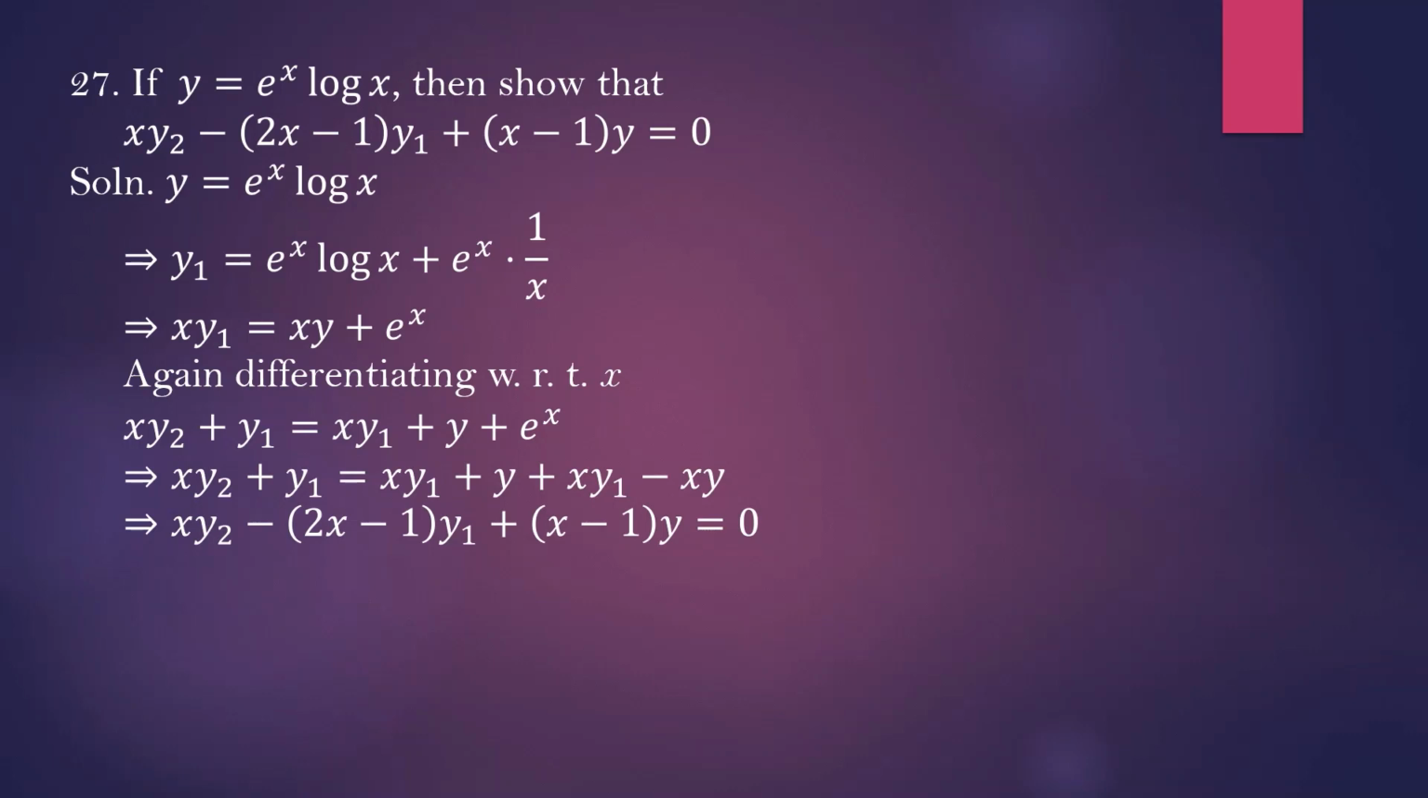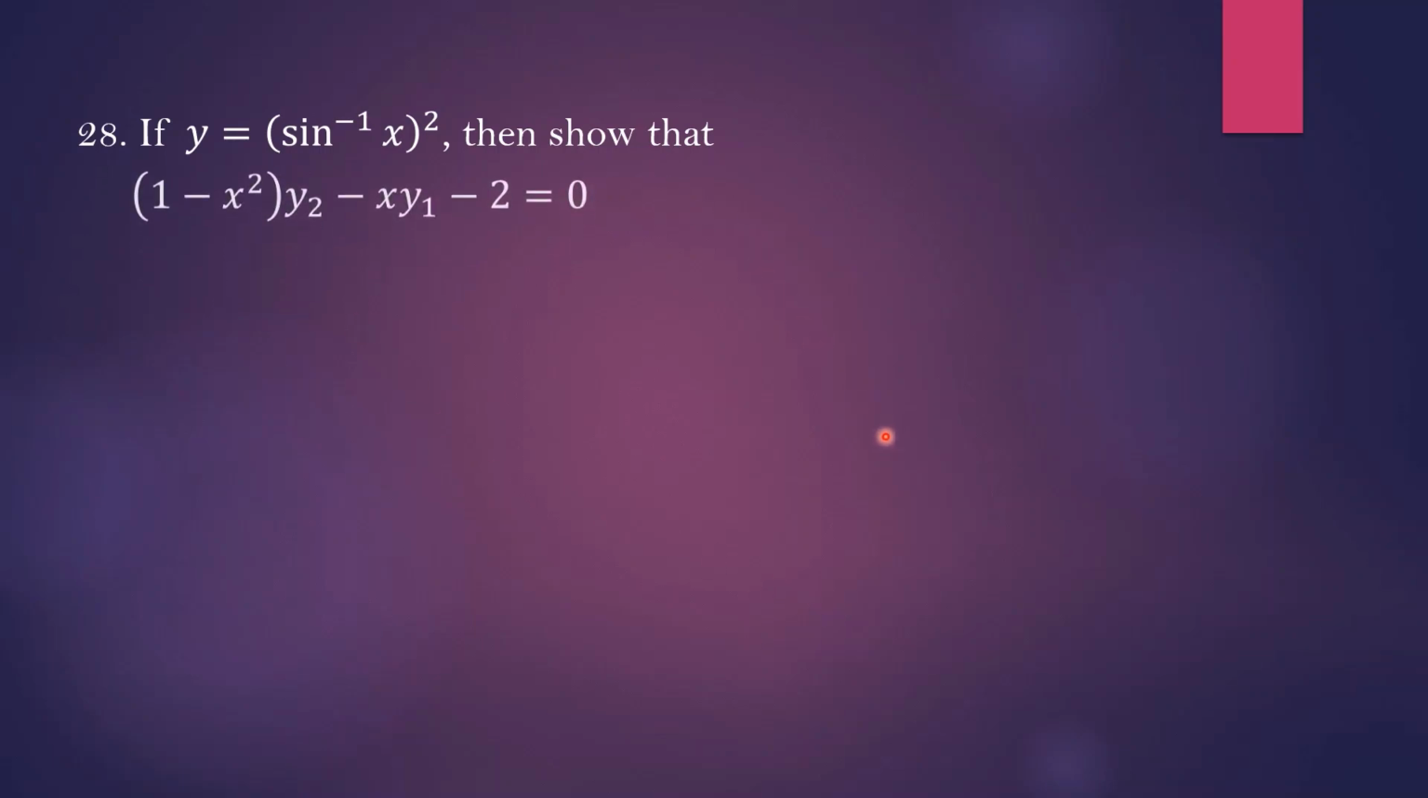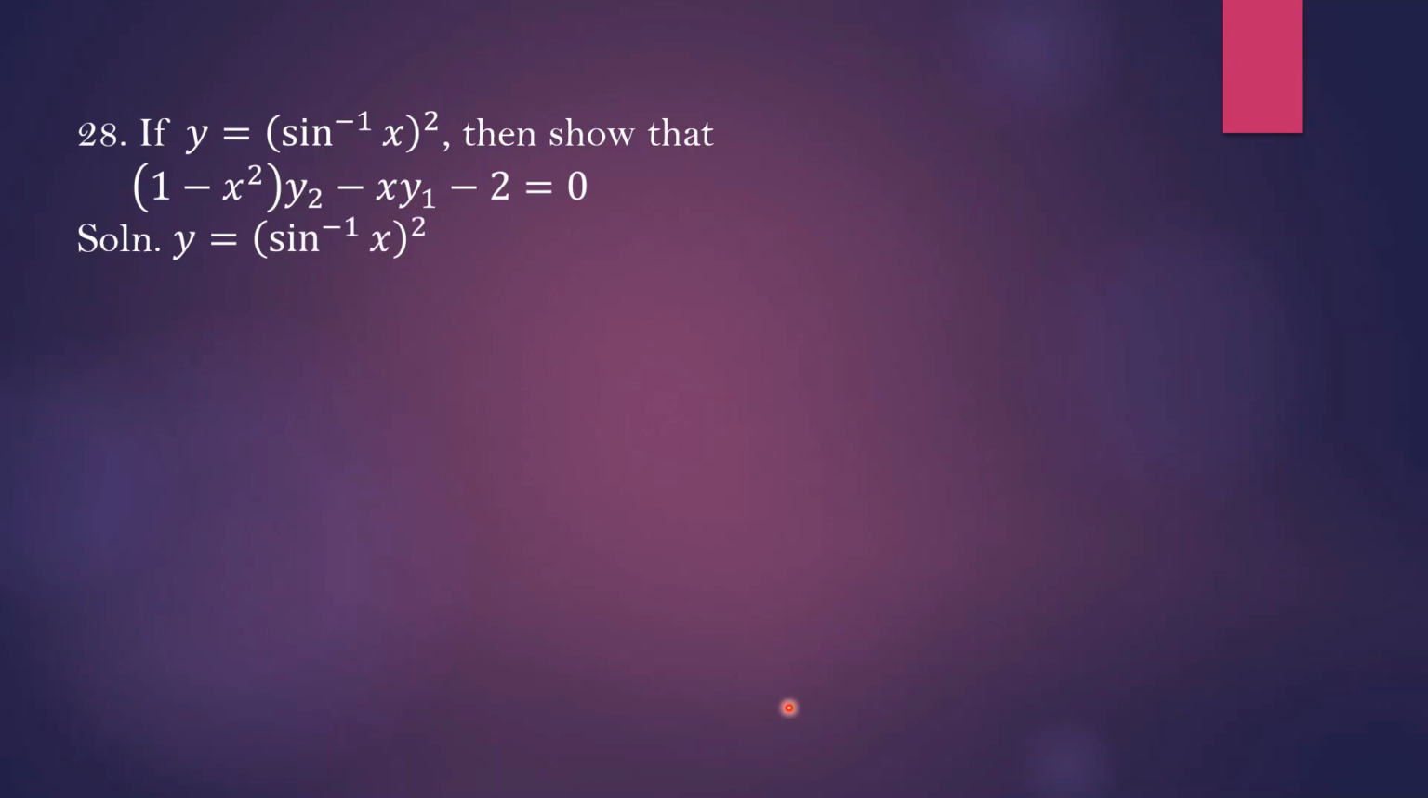So you take another question. So now you take this question, y is equal to sin inverse x whole square, then prove that this expression, exactly similar to the previous question. So therefore you begin with the given expression. So here y is equal to sin inverse x whole square. So then find y1. y1 is equal to twice sin inverse x into derivative of sin inverse x by chain rule, 1 by root over 1 minus x square.